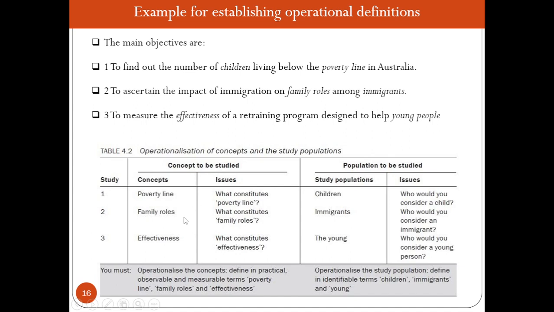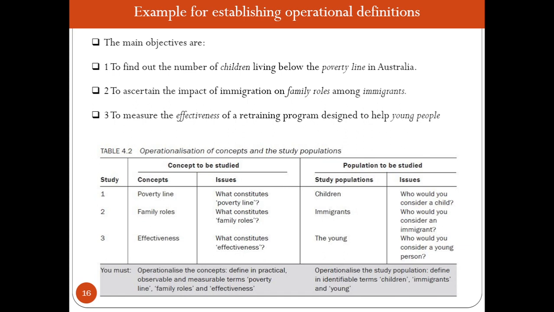Now look down at how we are providing an operational definition for our objectives. Number one, we had children and poverty line. What do we really mean by poverty line? We have to provide information about it. What constitutes the poverty line? Or simply, what is the poverty line? So we are providing an operational definition for our audience. By poverty line, we mean this: for example, if the income of people is below 5,000 per month, we can say those people are below the poverty line. Okay, that is fine.